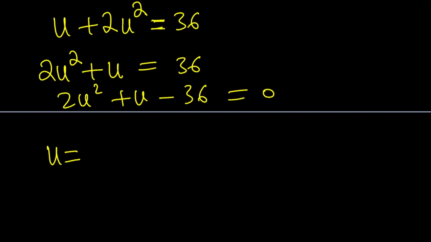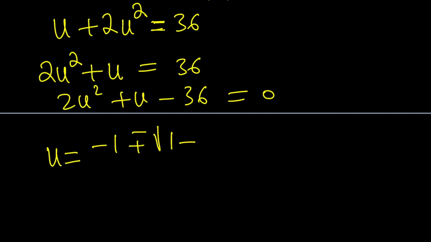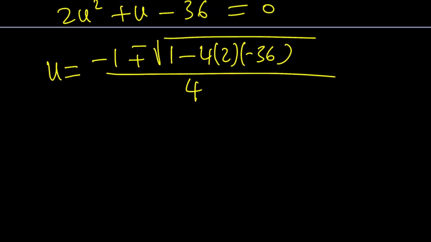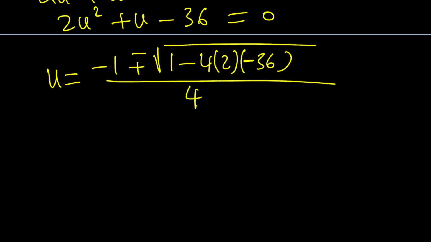Let's find out. Negative b plus or minus the square root of b squared, which is 1, minus 4ac, which is 4 times 2 times negative 36. I'm first going to plug everything in. And at the bottom, we have 2a, which is 4. Now, notice that we have a double negative here. That's going to turn into a positive. 4 times 2 is 8. 8 times 36 is 288. Plus 1 is 289. So u is negative 1 plus or minus the square root of 289 divided by 4.